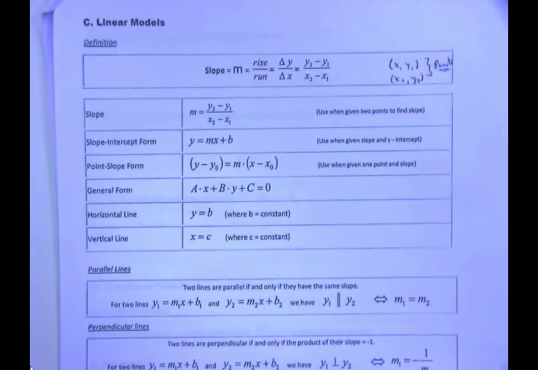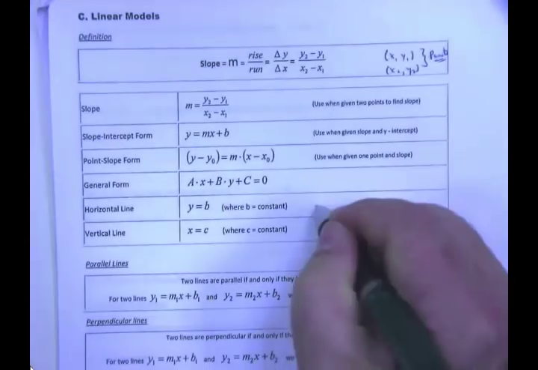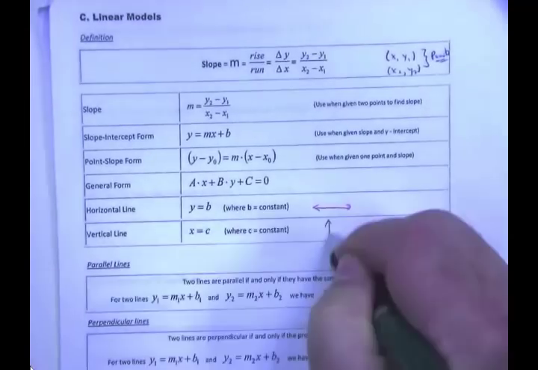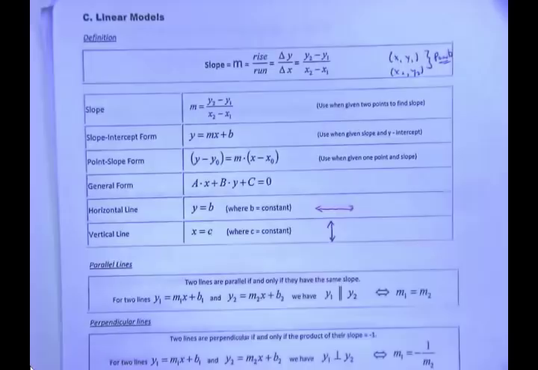The equation of a horizontal line, y equals b. Now just the motion with your hands, which way is horizontal? Good. All right, you'd be amazed how many people screw that up. This is horizontal, right? Which way is vertical? So x equals c is a vertical line. That would be the up and down motion vertical line.